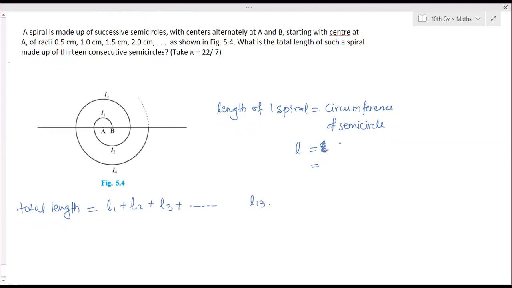Circumference of a semicircle. Pi r square by 2? Pi r by 2. Ma'am, pi r. So it is pi r. So L1 means pi r1. L2 is pi r2. L3 is pi r3, like pi r13. So take pi common: r1 plus r2 plus r3, and so on till r13.